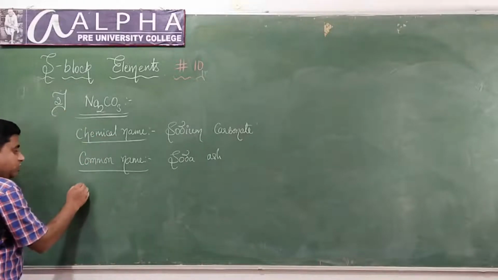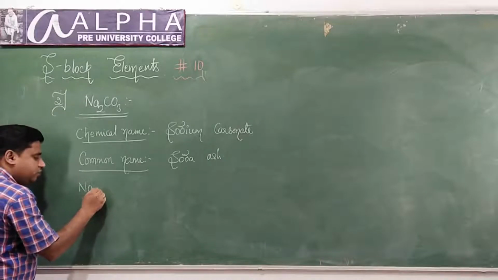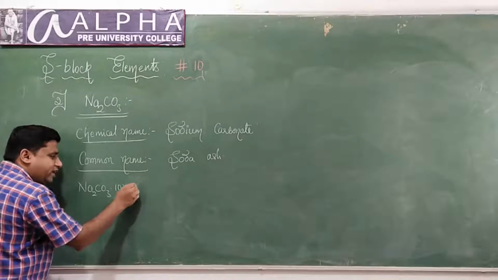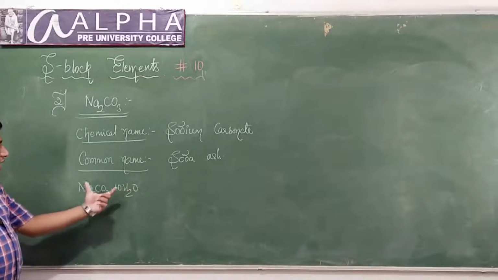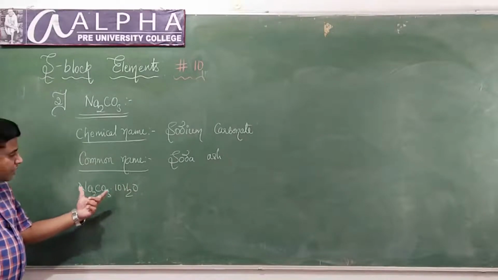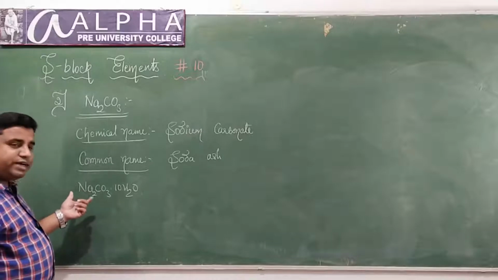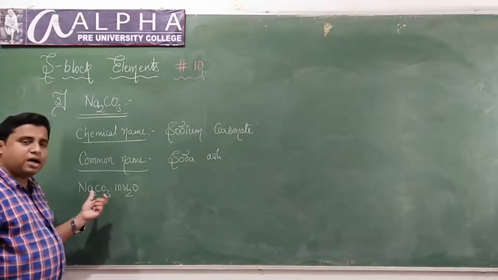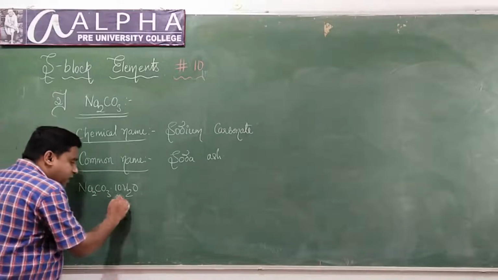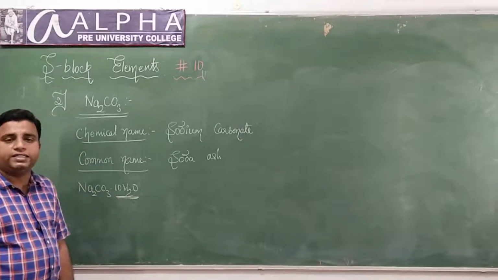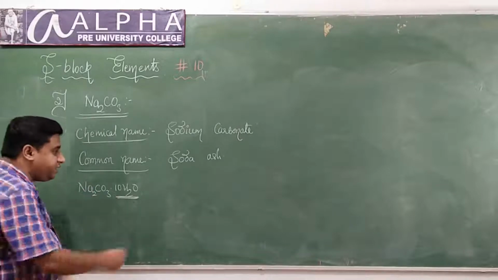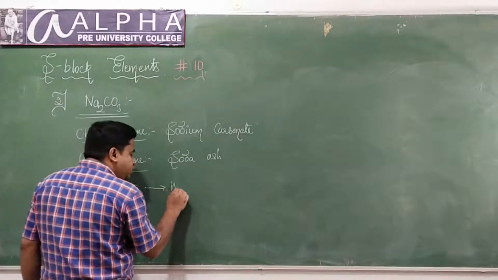Look here, when sodium carbonate is associated with 10 water molecules, this is called hydrated sodium carbonate, or else we read this as sodium carbonate decahydrate. Simply, hydrated sodium carbonate. Here, the 10 water molecules are the water of crystallization. So this sodium carbonate decahydrate is called washing soda.